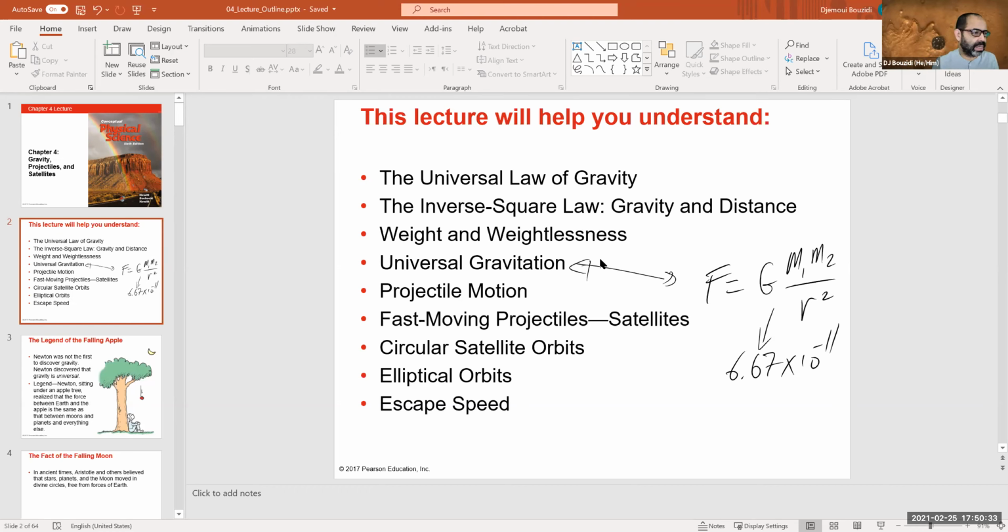So that's a constant, just like the speed of light, just pi, like any other constant that you encounter in your life. And this is the force, the same thing that is in Newton. So that's basically what this expression is, okay? And that is the universal law of gravity.